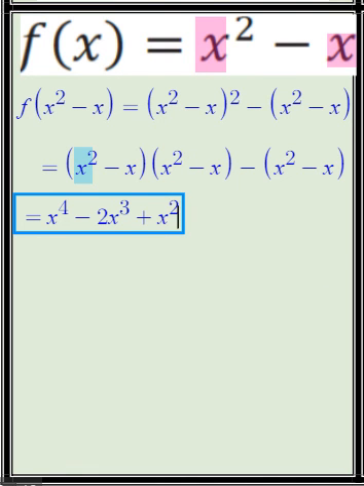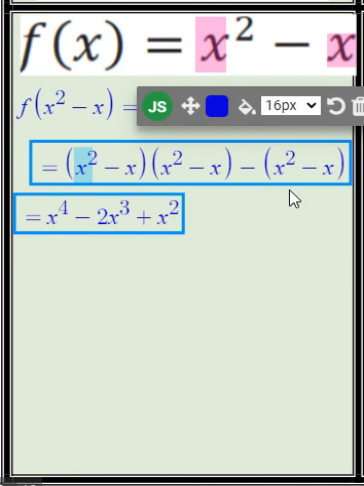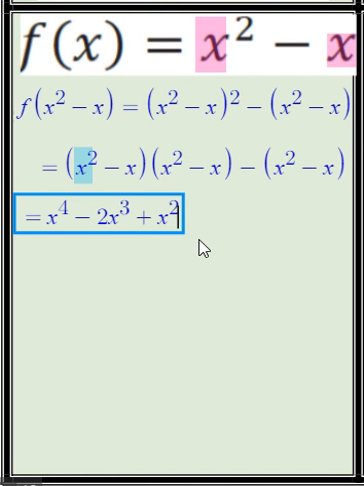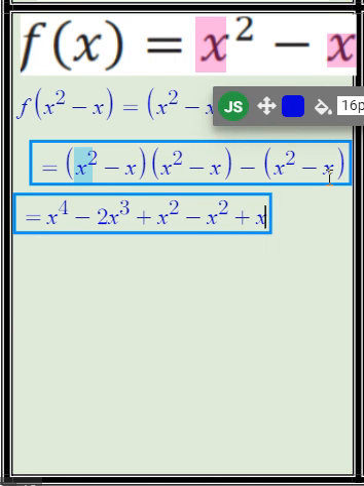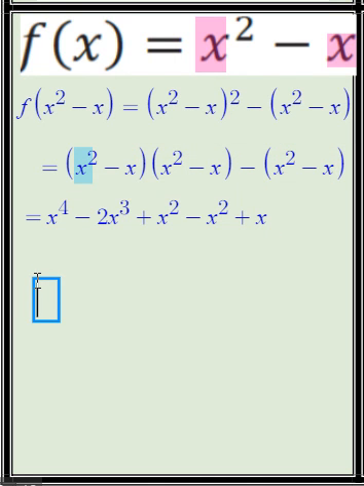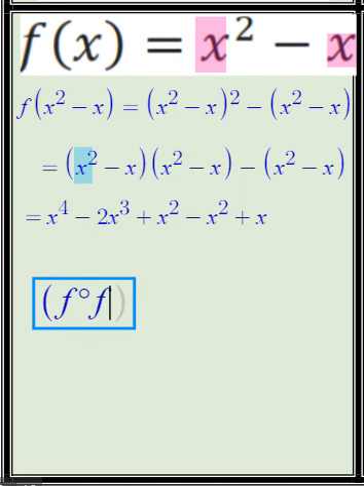And so now the squaring is done. All we have to do is distribute this negative. So negative times x squared is negative x squared. And lastly, a negative times a negative x is a positive x. So we use our notation, the f of x in this case, right?